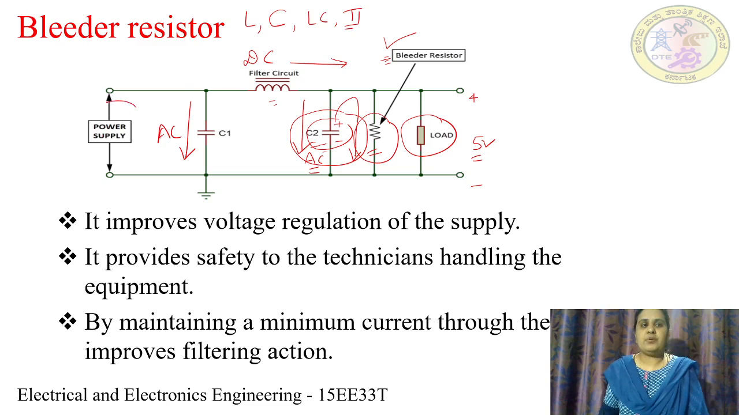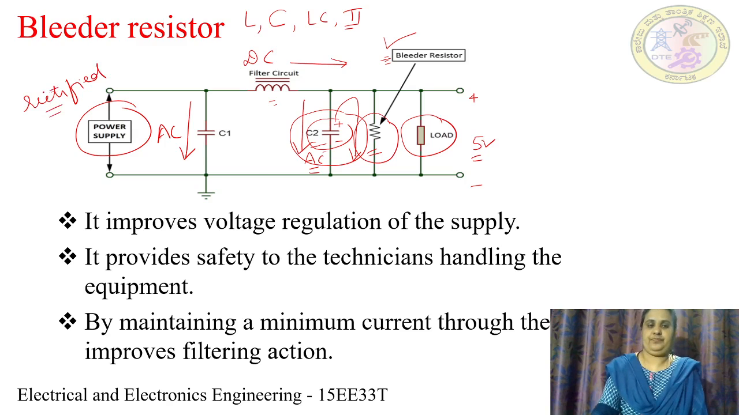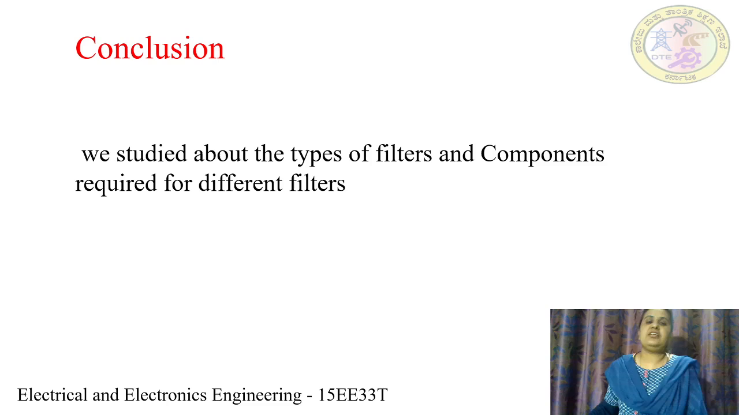The meaning of power supply here is not the input AC power supply, it is the rectified output, because the rectified output acts as an input to the filter. Okay. So dear students, we studied the different types of filters, and in all four cases of the filters, we studied how one filter is more advantageous over another filter. Okay.